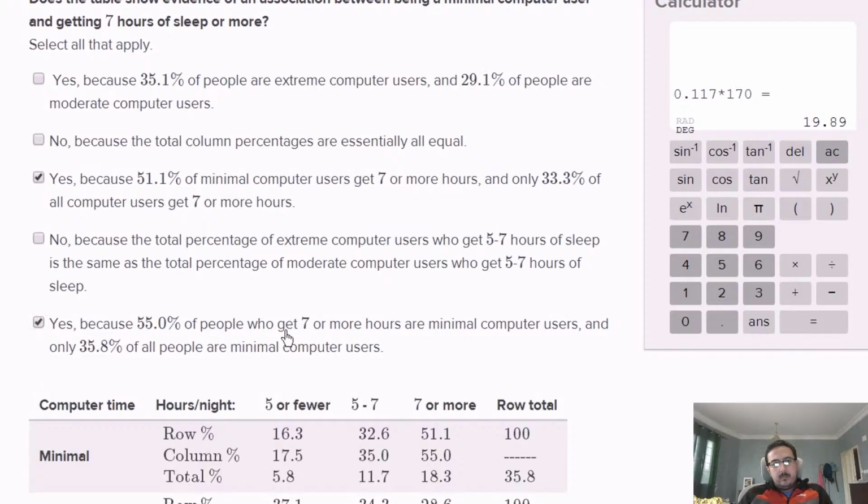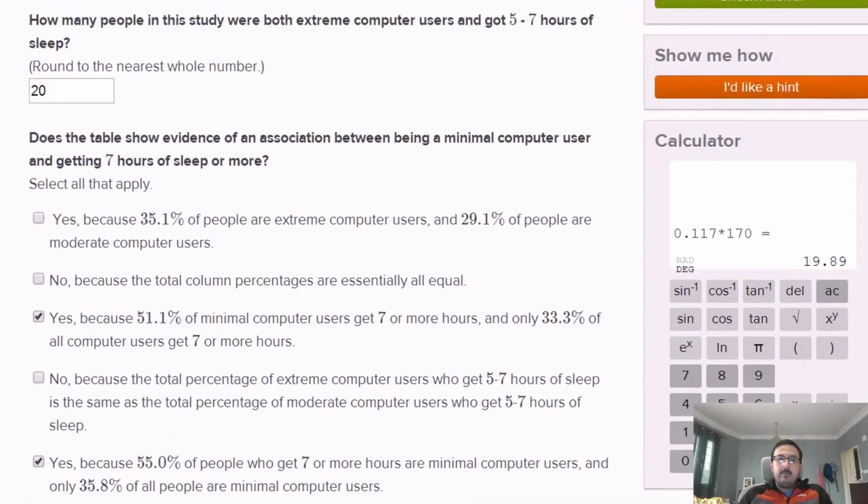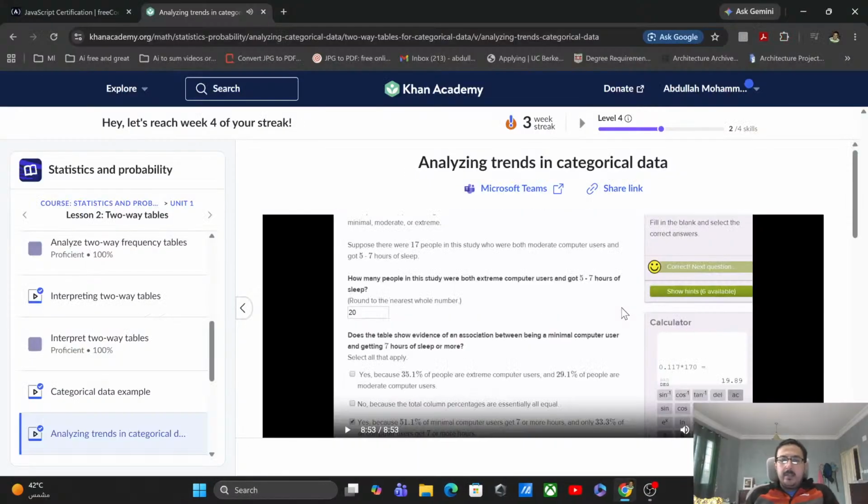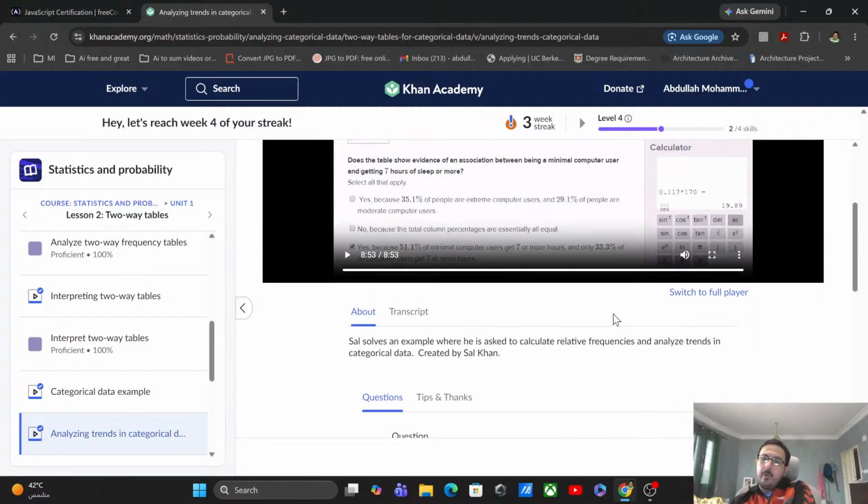So here we looked at the percentage of minimal computer users who get 7 hours of sleep, and we saw that percentage is higher than for the whole population. Here we're looking at the people who get 7 or more hours of sleep, and we're saying, wow, 55% of them are minimal computer users, even though only 35% of all the people are minimal computer users. So I would go with both of these. And so let us check our answer, and we got it right. Hence the check mark, because there is more than one answer.